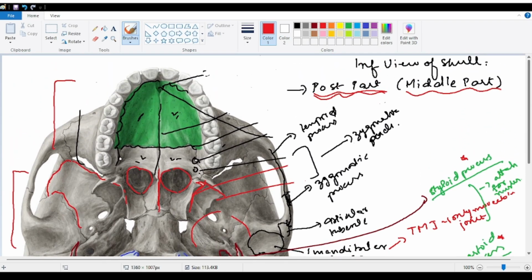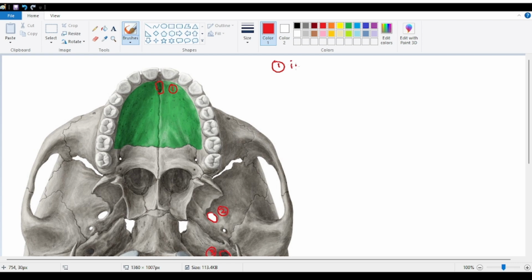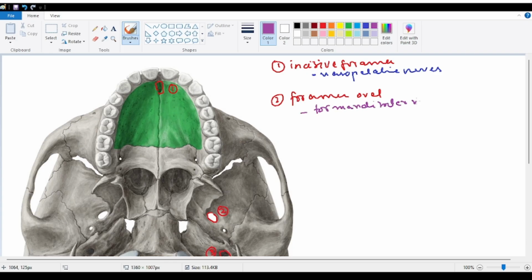Now next I'm going to tell you about some important foramens and their contents. First of all, we discuss the incisive foramen. As you can see, the incisive foramen is an important passageway for the nasopalatine nerves. Then we have the foramen ovale over here. The foramen ovale is the passageway for the mandibular nerve of the trigeminal nerve.